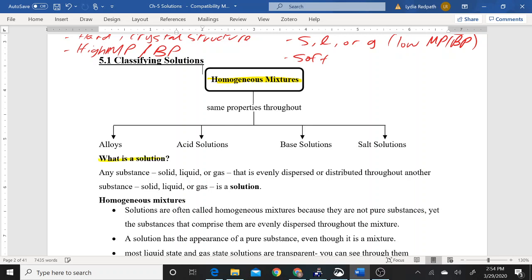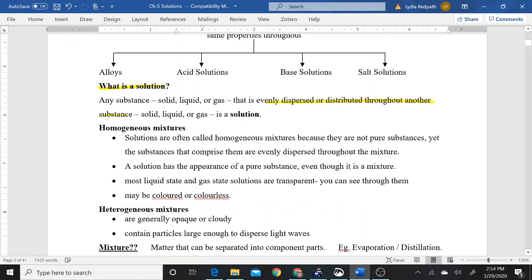So, first question is, well, what is a solution? It's any substance that's evenly dispersed through another substance, right? So, it could be solid, liquid, gas, doesn't really matter, but evenly dispersed or distributed through another substance. That's what a solution is. Solutions and homogeneous mixtures are pretty much the same thing. They're not pure substances, but they are evenly dispersed throughout the mixture, and can have the appearance of a pure substance, even though it's not actually a pure substance.